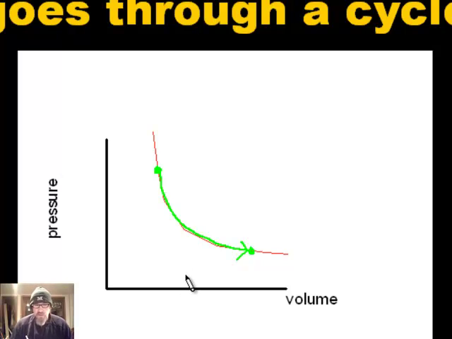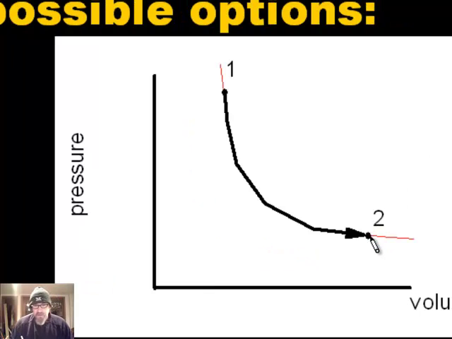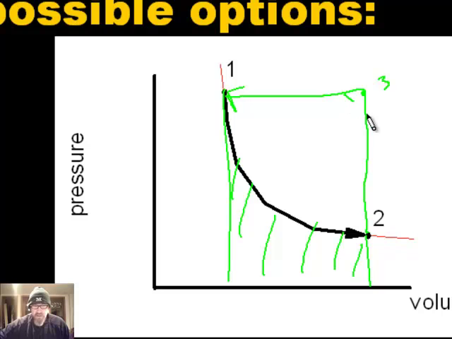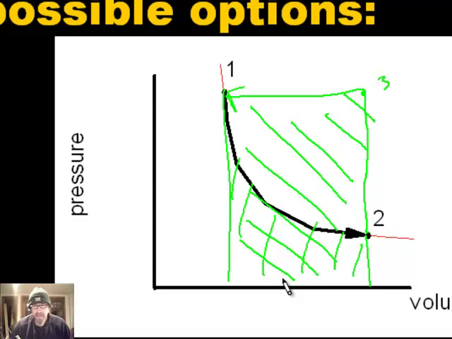Now this is a cycle, so we've got to get back to the starting point somehow. There are several options for this. One option is we could go straight up isochorically to a point 3 and then go back. But that's kind of dumb because if you take a look at the work here, this is the amount of work that we get out. If I shade the other direction, this is the amount of work that we have to do to get back to the beginning. Well, that's not a work-producing system. It takes more work to get back to the starting point.